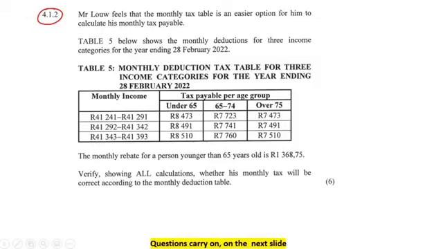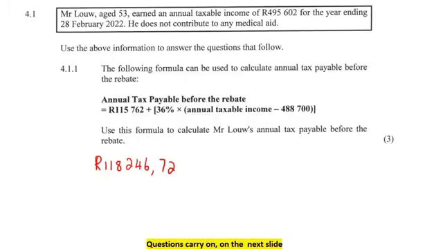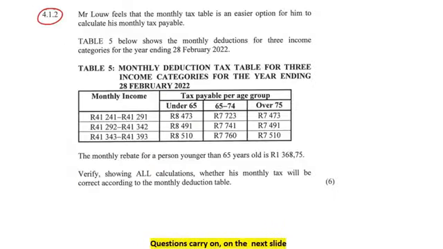Okay, so they give us the table, then they say that there's a monthly rebate, and then they say verify, showing all calculations for 6 marks, whether his monthly tax will be correct according to the monthly table. So they've worded the question a little bit weirdly, but what they pretty much want us to do is to see whether this formula is giving us the same value as what the table will tell us. They're trying to see if those two are the same.